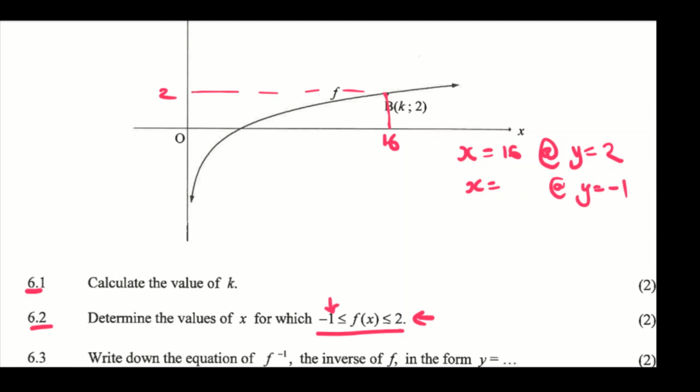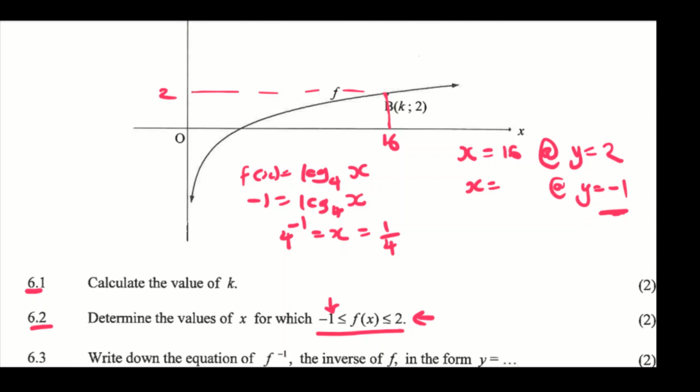This -1 here. So what we're going to do is use our equation. So we have our equation f(x) equals log base 4 of x, right? And we already know the value of y being -1, right? So we're just going to put -1 equals log base 4 of x, and then 4 to the power of -1 equals x. So this is our value of x, which is equal to 1/4. So now we know that x is actually equal to 1/4. So that's how we're going to write.